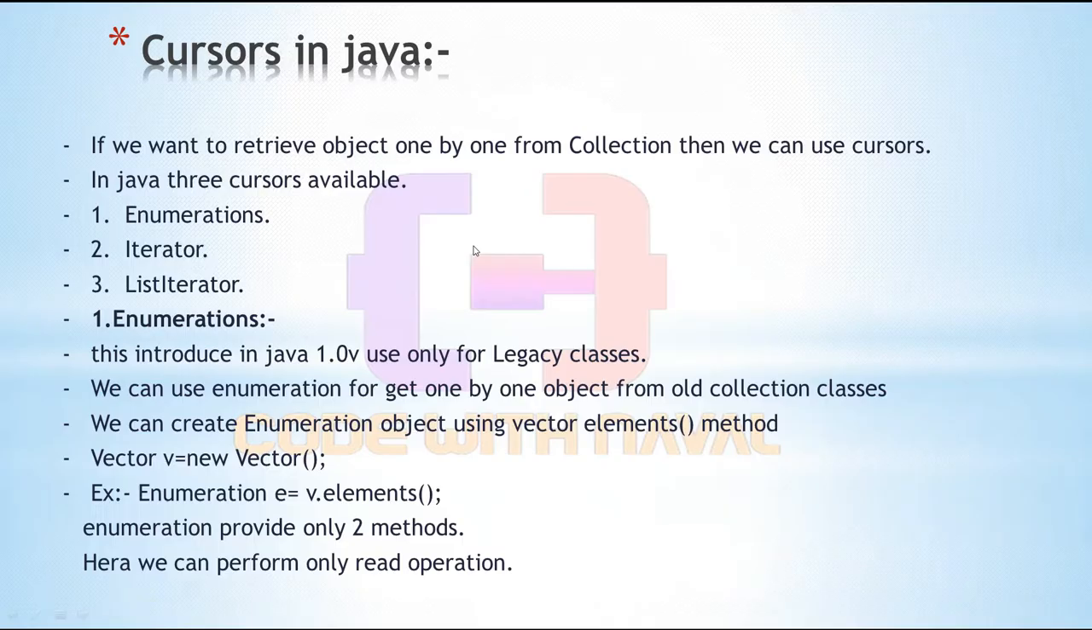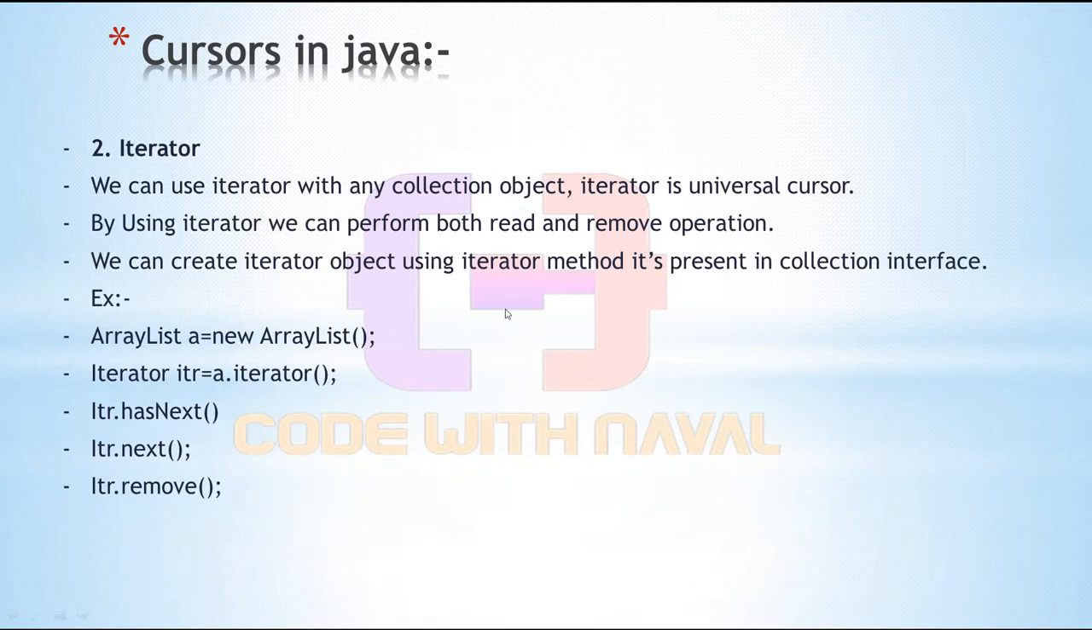Then second we have the Iterator. Let's check the Iterator. What is the Iterator cursor? We can use the Iterator with any collection object. Iterator is a universal cursor. Here we first checked Enumeration.